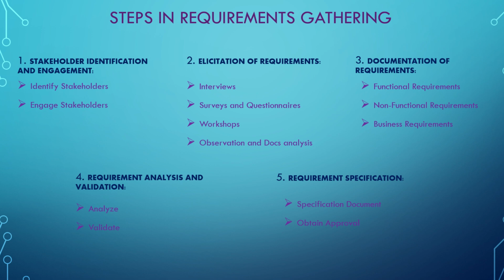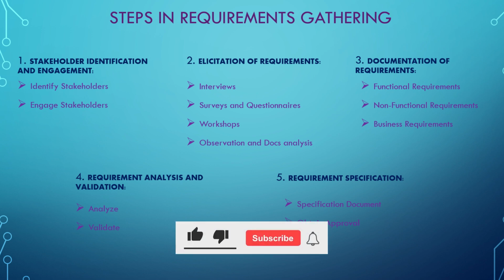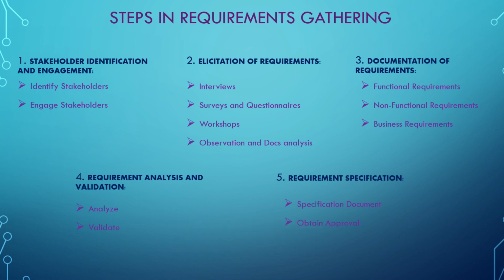Non-functional requirements define how the system should perform. This includes performance, usability, reliability, and security requirements. Examples include system response time, user interface design standards, and data encryption. Business requirements capture the high-level business goals and objectives that the system must achieve. Examples include improving customer satisfaction, increasing sales, or reducing operational costs.